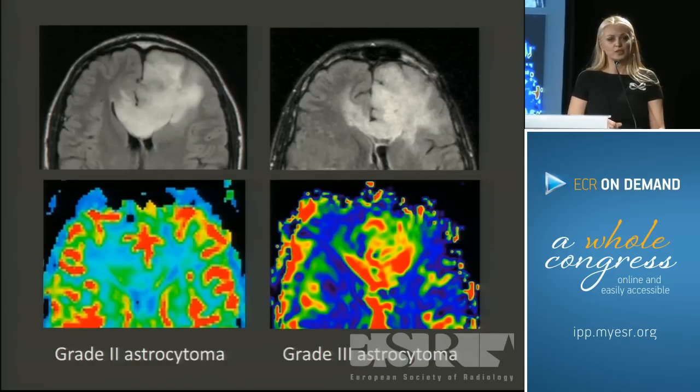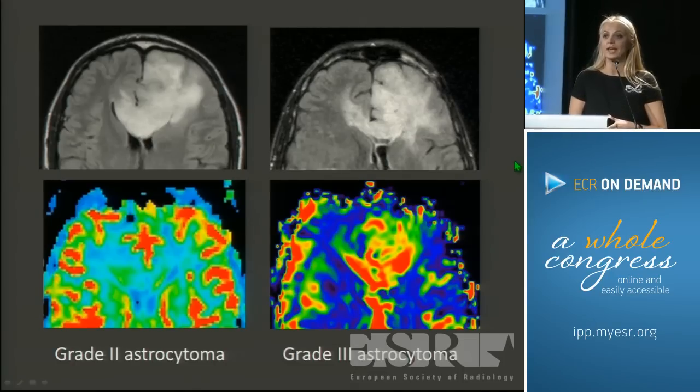These are 2 tumors located in corpus callosum, which is very typical for astrocytoma or glioblastoma. Here, there is a difference. You see grade 2, which has a low perfusion, and grade 3, which all of a sudden has these red parts of the tumor. So it must be something that happens in this tumor between grade 2 and 3.